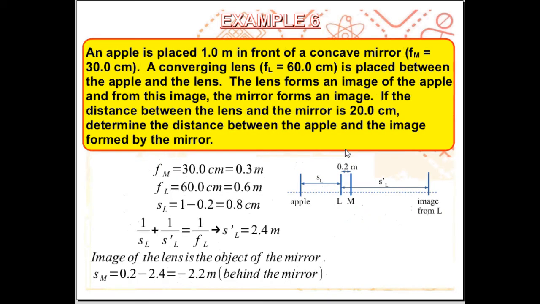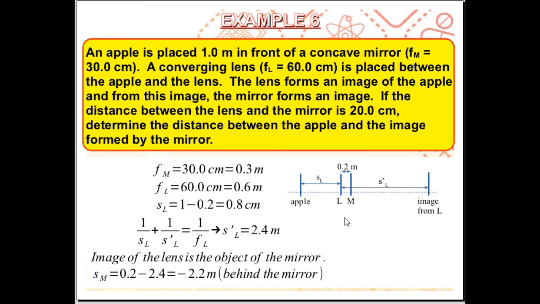And finally, we have example 6. An apple is placed 1 meter in front of a concave mirror. F sub m is 30 centimeters. A converging lens, F sub L, 60 centimeters, is placed between the apple and the mirror. The lens forms an image of the apple, and from this image, the mirror forms an image. If the distance between the lens and the mirror is 20 centimeters, determine the distance between the apple and the image formed by the mirror.